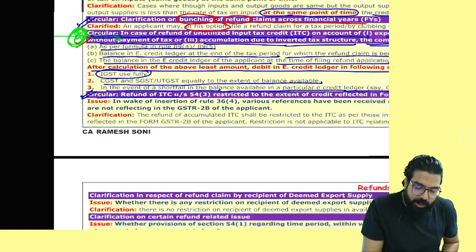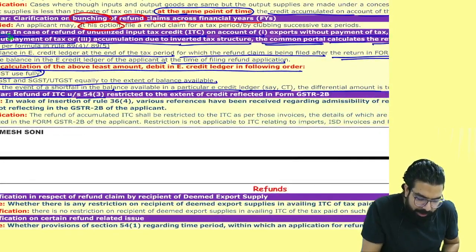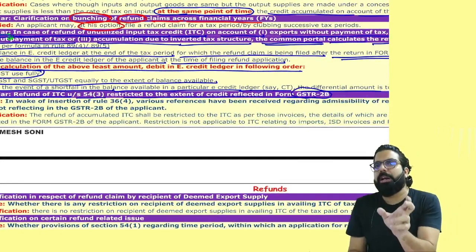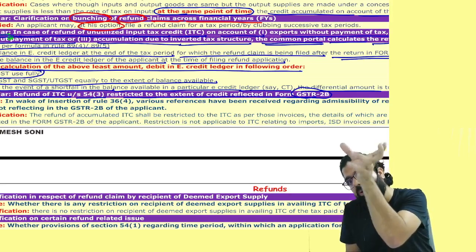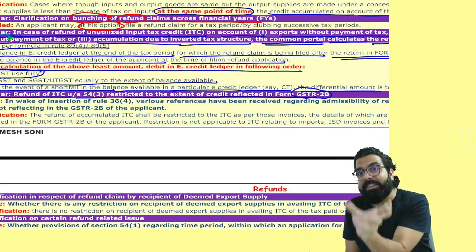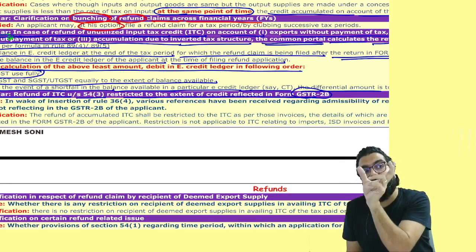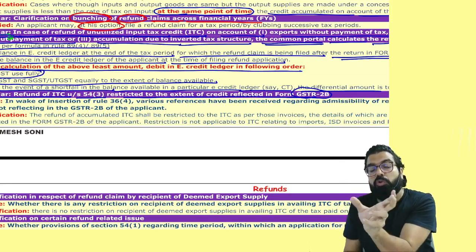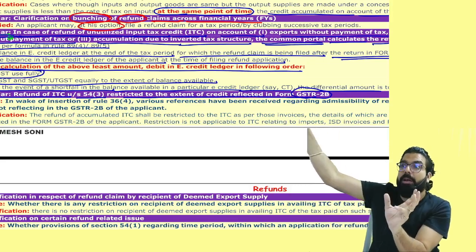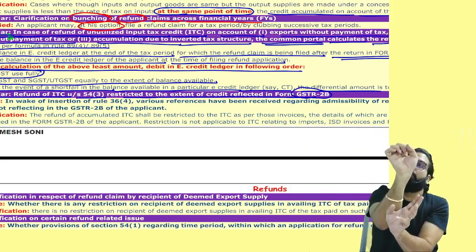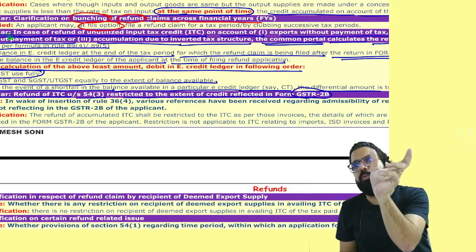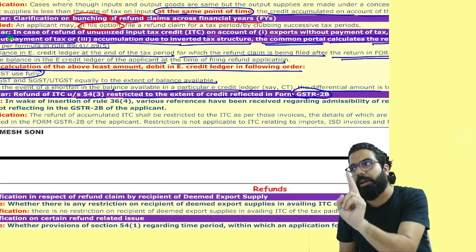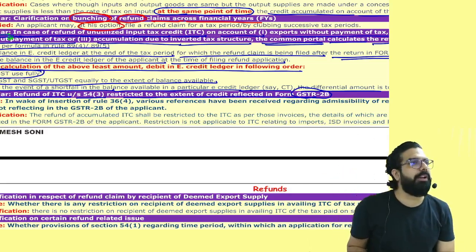Rule number, refund of ITC under section 54(3) restricted to the amount appearing in GSTR 2B. People, I am claiming refund of the ITC. Which ITC? Which is appearing in my GSTR 2B. Means only those ITC I should take in the calculation of net ITC, the amounts which are shown by the supplier in GSTR 1 and the amount is coming in my GSTR 2B. That is what they have clarified over here. If the amount is not coming in your GSTR 2B, you should not claim a refund of that amount. Is my point clear to all?